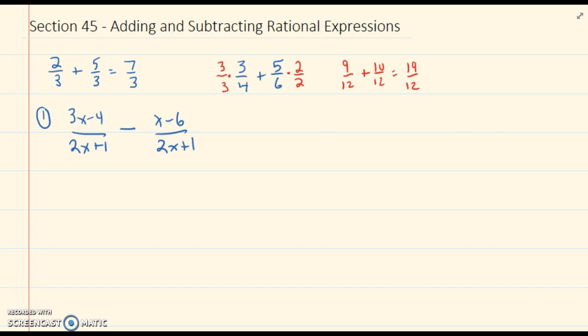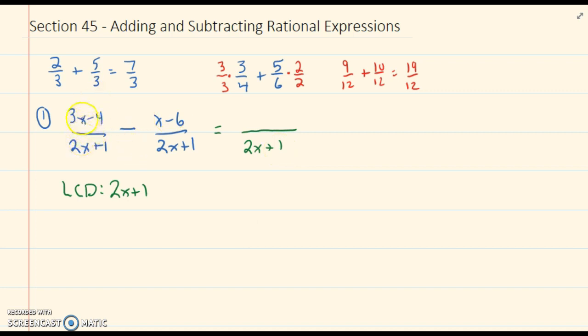Now, no matter what I do, if they're already the same, I'm still going to write this out. The least common denominator is 2x plus 1. So what that means is I don't need to change either of my fractions because they already have that. So now I can just combine my numerators. In the end, I know I'm going to have an expression with 2x plus 1 in the denominator. In the numerator, this is where I have to be really careful because we're subtracting this entire expression.